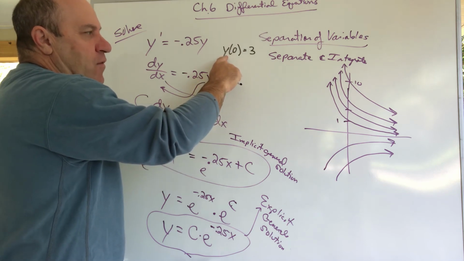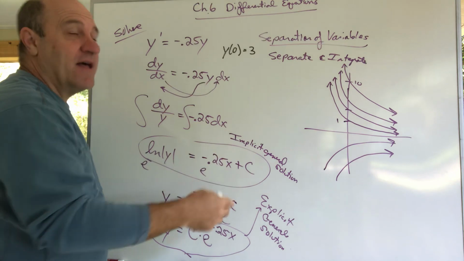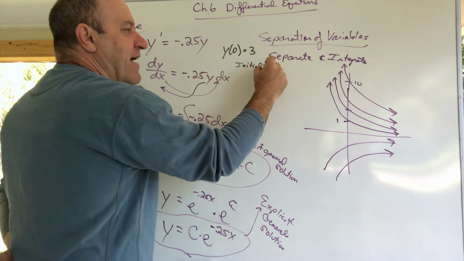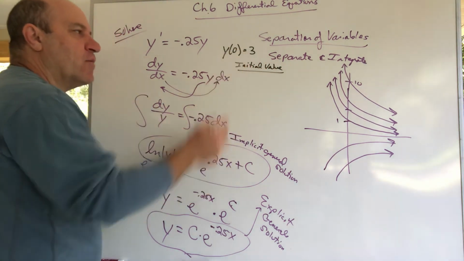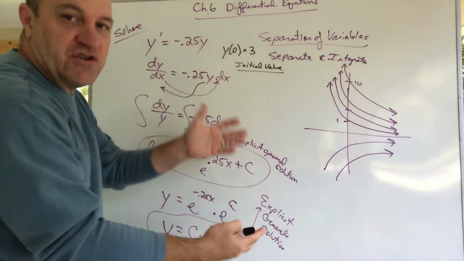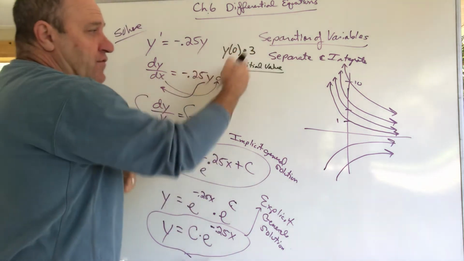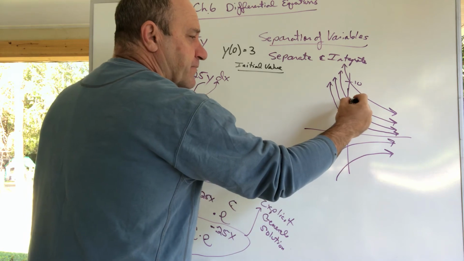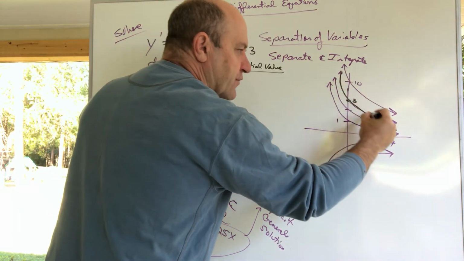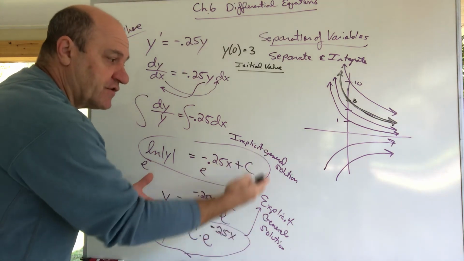So anyway, when x is 0, y is 3. It goes through the point 0, 3. Or y of 0 equals 3 is called my initial condition, or my initial value. And when that's given to me, then what they're saying is, I don't really want this general family of functions. I don't want this general solution. I want you to find the specific member of the family that goes through this point 0, 3. So we're looking for what we call a particular solution, not a general solution, but a particular solution.